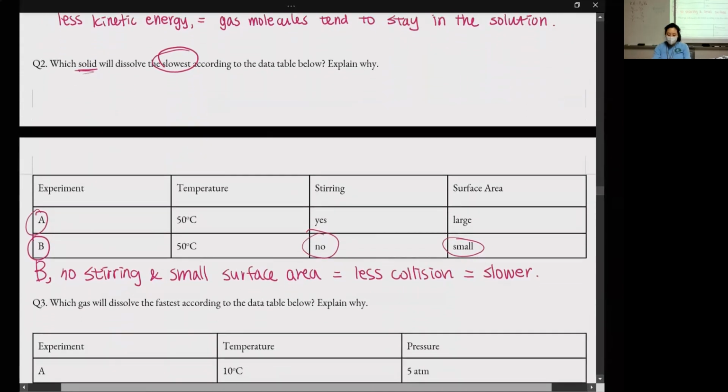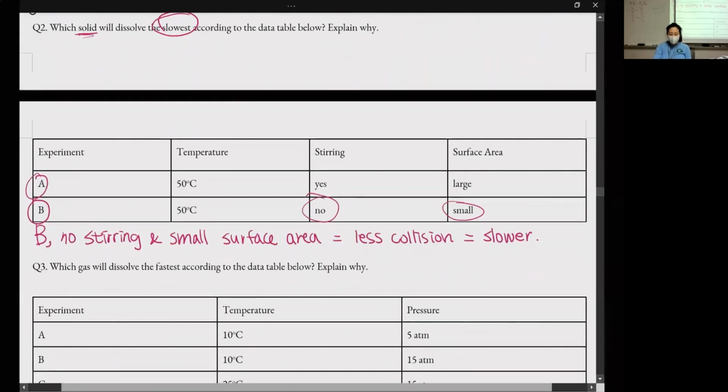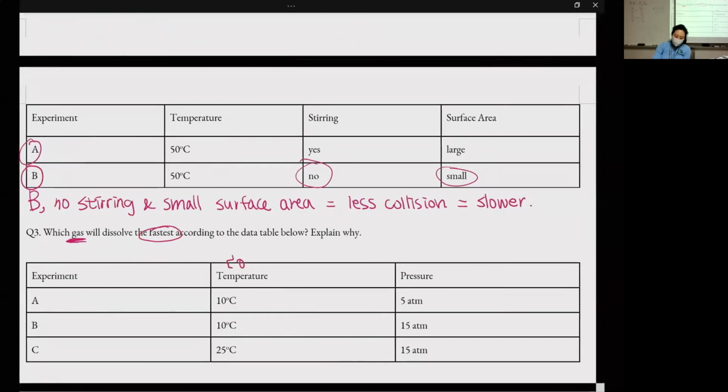All right. And then question 3 asks which gas will dissolve fastest according to the data table. So I want my temperature to be low, pressure to be high. Temperature to be low, and then pressure to be high. So 10 degrees Celsius is lowest, and my pressure, if I compare these two, 15 would be higher. So therefore, B would be the correct one.